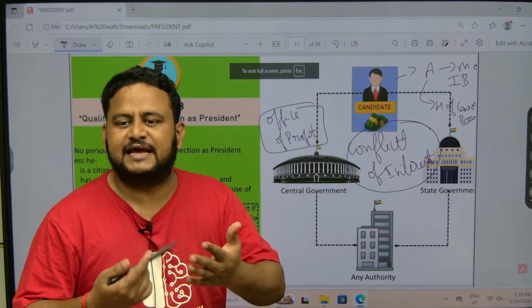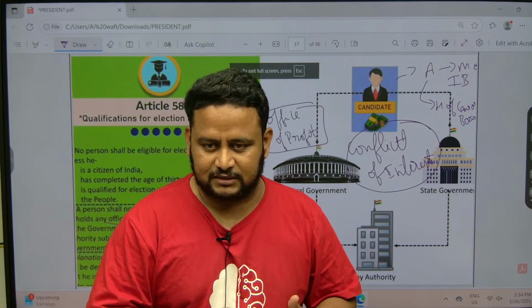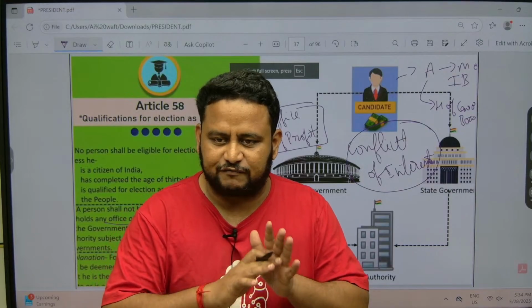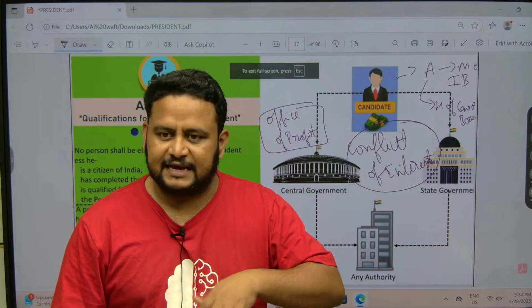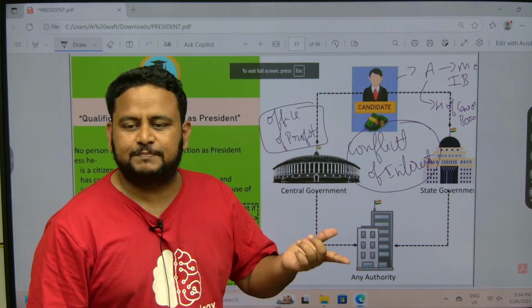That is, from that they are exempted. Exempted means they are given some exemption from that. Their office will not be considered as office of profit. Suppose I am the president, again I can become the president, because my office is not considered as office of profit. So who are all the people that are exempted?